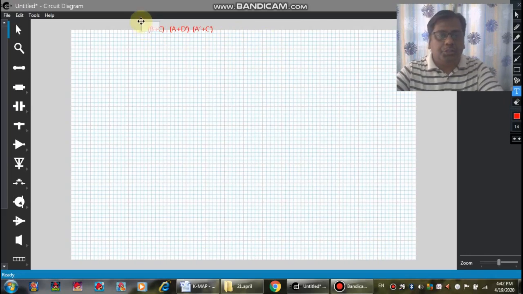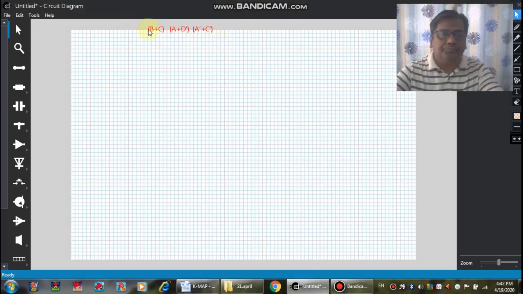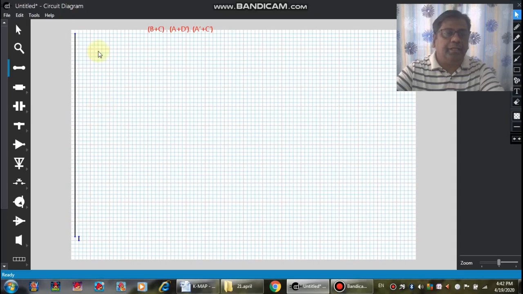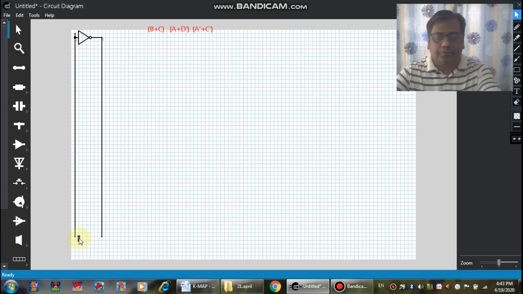The question is the same. Now we will consider A complement, C complement and D complement, not the B complement. That means first we will draw the A line. We will take a NOT gate and a straight line over here. This is A and this is A bar.